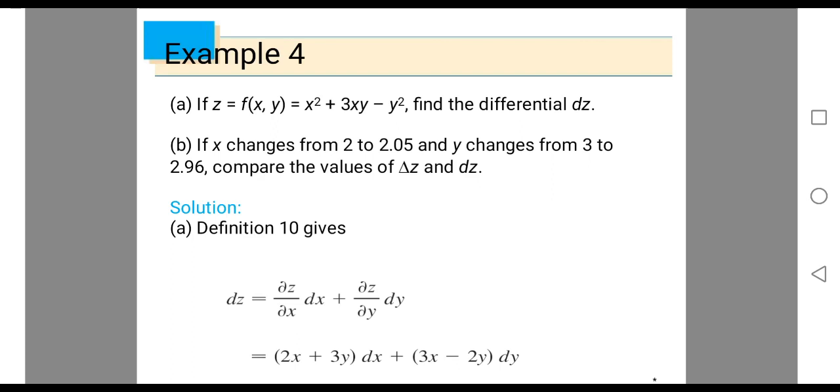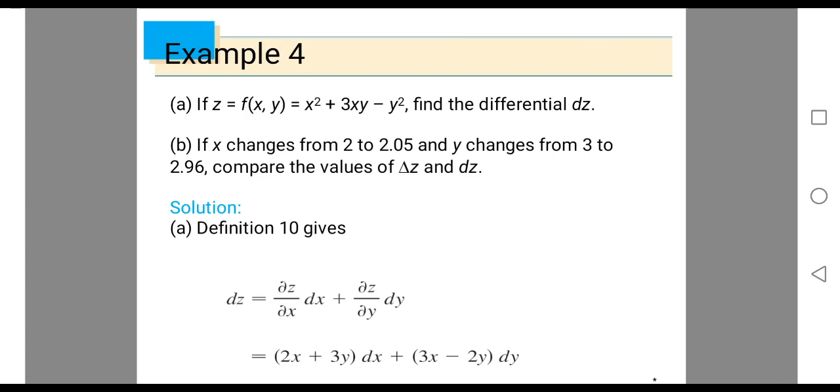All right, let's do it together. We have this solution over here, right? Yeah, we have this solution. And the solution says that definition 10 gives us something like this, right? If you remember, our dz, our partial derivative of z with respect to x into dx, plus our partial derivative of z with respect to y into dy. That is how we find our total differential.